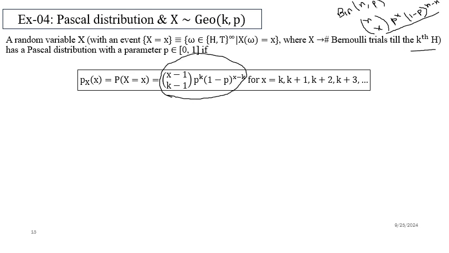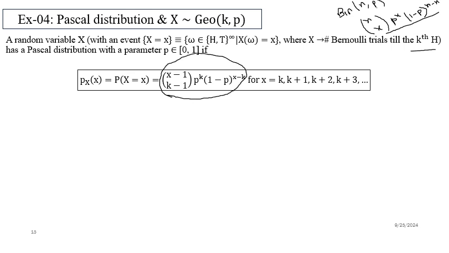X equal to k minus 1. When we replace k minus 1 as x, first see here and later see here. So there is a difference everywhere you observe. Everywhere there is a difference. What difference do you observe in the Pascal distribution?